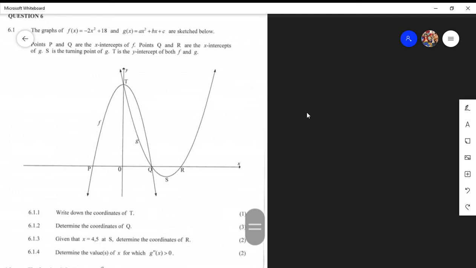So before we go to the first question, can you guys see that equation f? It is the sad face equation because your value of a is -2.